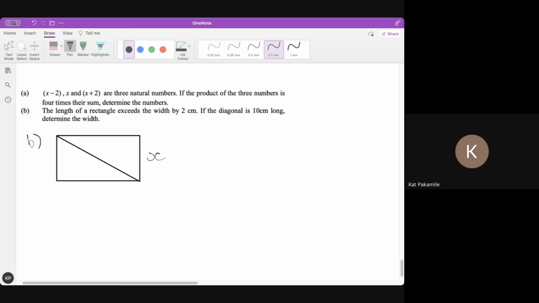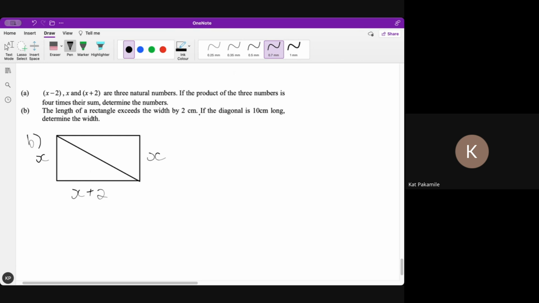Then the width is the length, excuse me. Come, guys. Nope. Exceeds it by 2. So that means what? Yes, Alice. Exceeds, guys, plus 2. There we go. Okay. So that's x plus 2, and this is x.